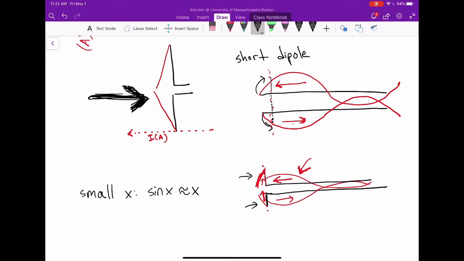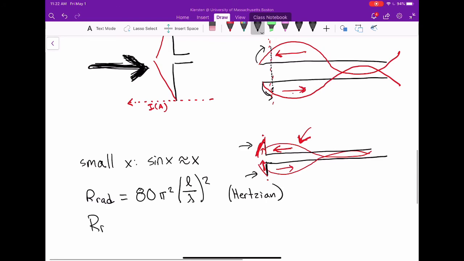Now this means that the short dipole actually has less radiation resistance than the Hertzian dipole. Remember, the Hertzian dipole is not actually realizable, so that doesn't matter quite so much, but we got 80 pi squared length over the wavelength squared for a Hertzian dipole. But the radiation resistance of a short dipole is only 20 pi squared times the length over lambda squared.